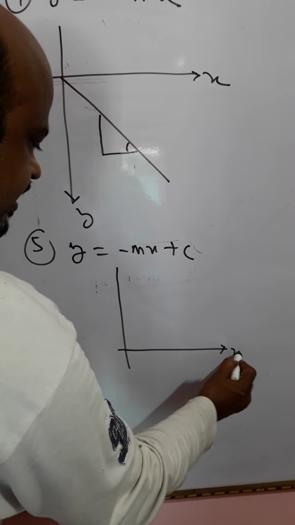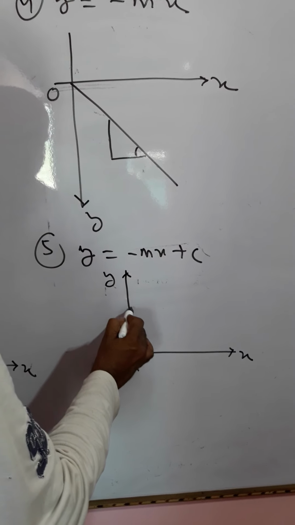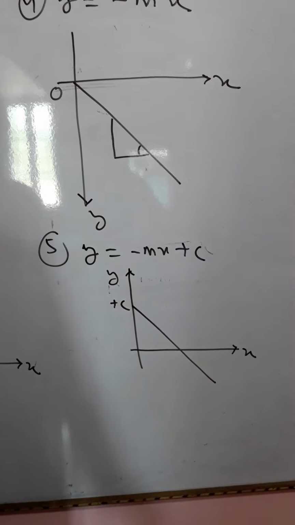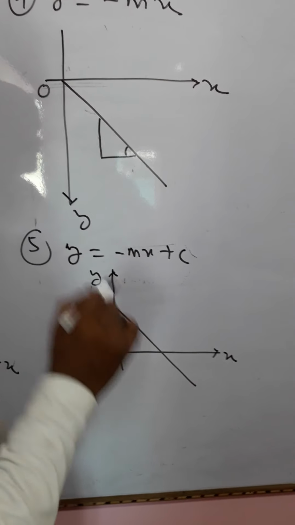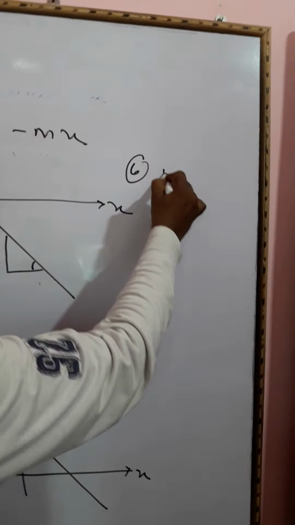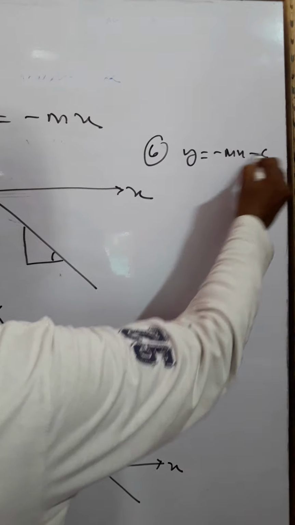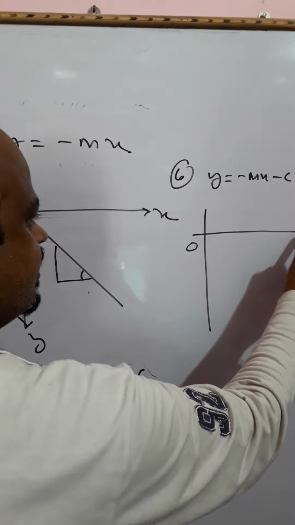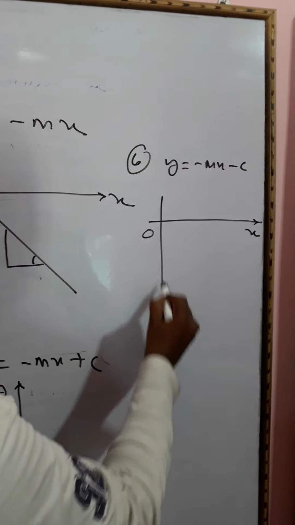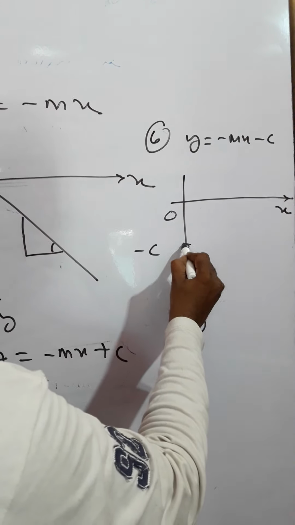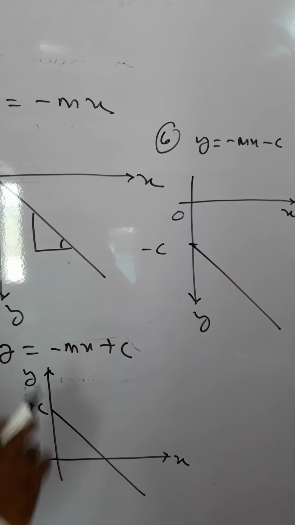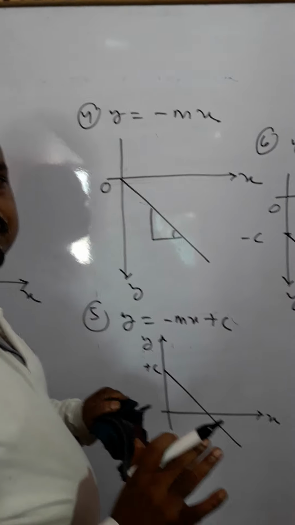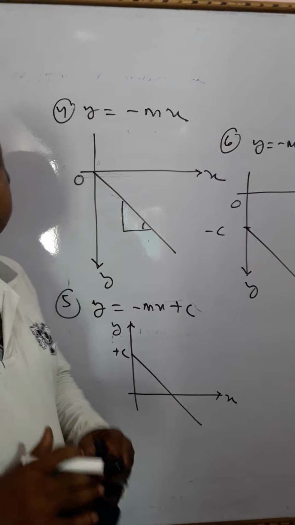How do you draw it? X versus y. This is the graph. From plus c go downward. Y equal to minus mx plus c. Sixth category, y equal to minus mx minus c. Minus slope, minus intercept. So this is the origin, x axis, y axis, negative c. You will go like this. So all of these 4, 5, 6, all 6 graphs are to be used in motion in a straight line.